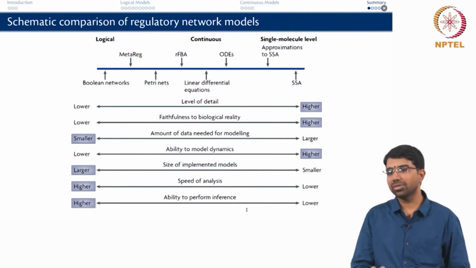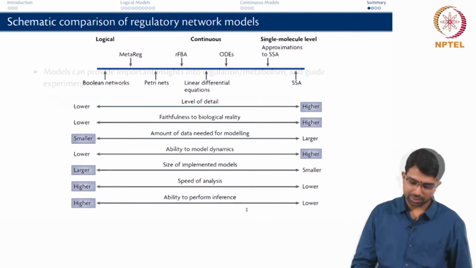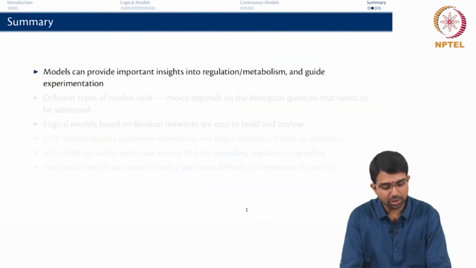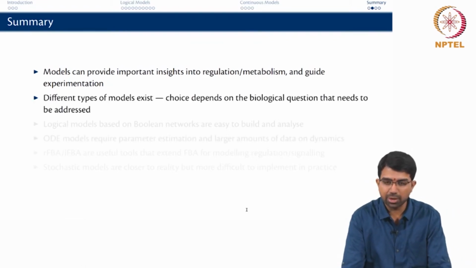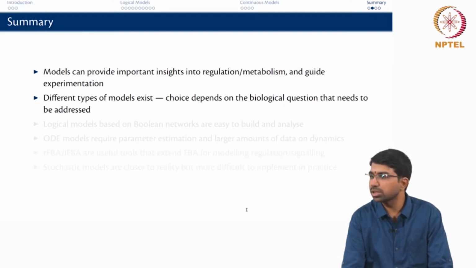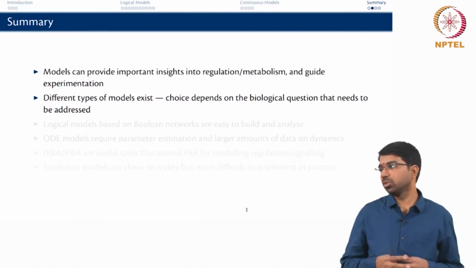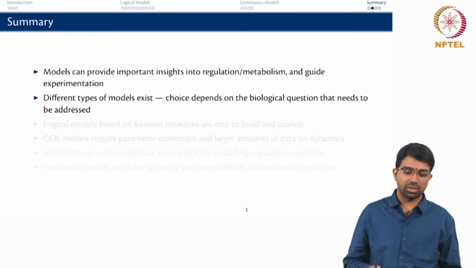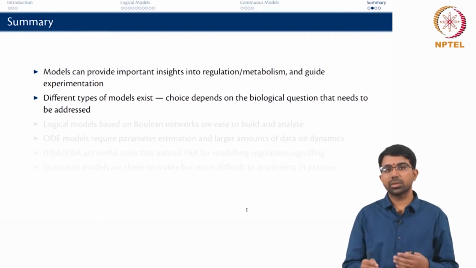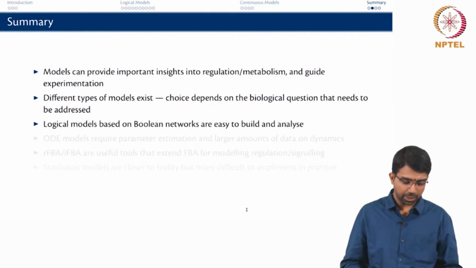So, you clearly have trade offs to make and figure out. The models can provide important insights into regulation and metabolism and ideally guide experimentation, and obviously we have different types of models, and the choice depends on what is the question you want to address. You want to know if this interaction is going to happen or not, you may survive with a very simple model. You want to know what is the rate at which this signaling pathway kicks in when this sort of shock is given to the cell, then you will need maybe a dynamic model, right. So, depending upon the question that you want to answer, you need to pick the right kind of model.